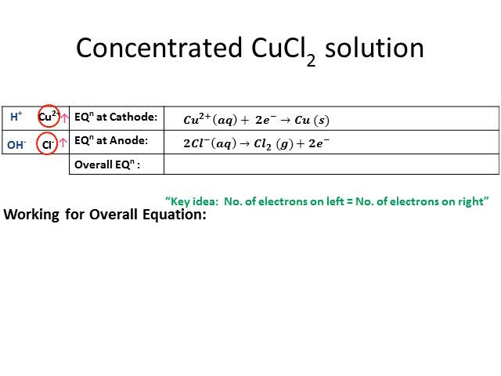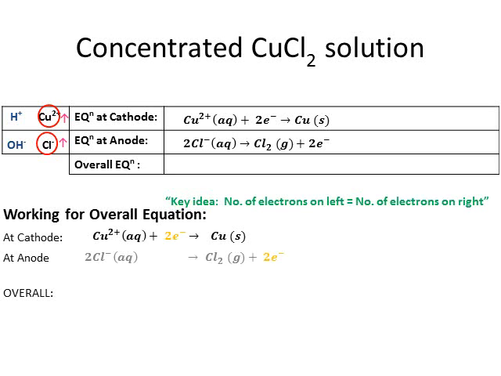Now the overall equation is much easier to write. First of all, you'll notice that the number of electrons on the left equals the right, so I do not need to do any additional balancing. Furthermore, both of them came from the same substance. Since they came from the same substance, we can just go and write it down: from the same substance, you get your Cu and your Cl2.